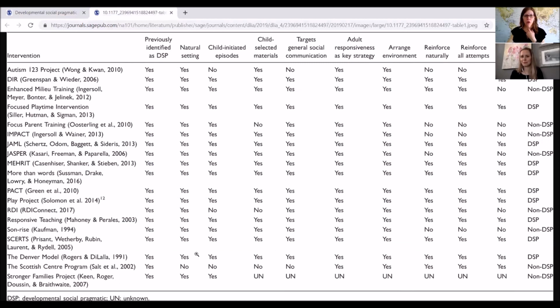Now, Amanda, is it only if they all answer yes that they're DSP? Correct, yeah. Okay. So some of the interventions, and the interventions are listed on the side, including DIR Floortime. There's some of them you've mentioned. There's JASPER, the MERIT study at York University, More Than Words from Hanen, PACT, PLAY Project, RDI, Responsive Teaching, SunRise, SCERTS, the Denver Model, all of these, and there's others listed here, and then you can see whether it meets the criteria for this specific thing. And again, talking from a communication standpoint.